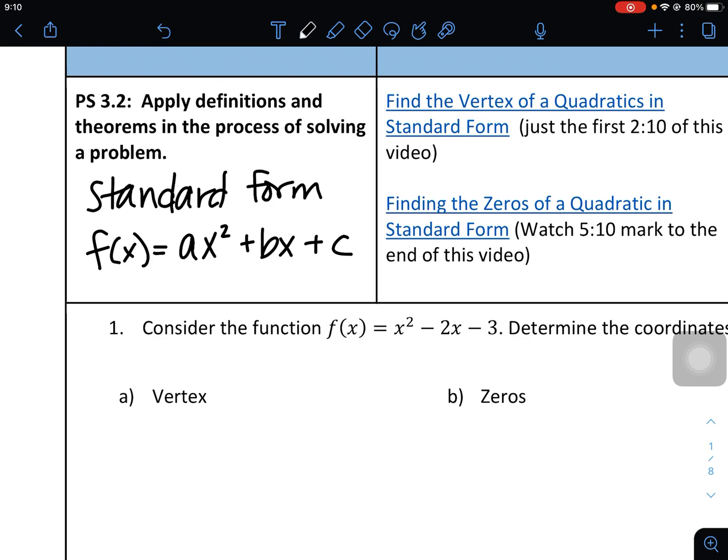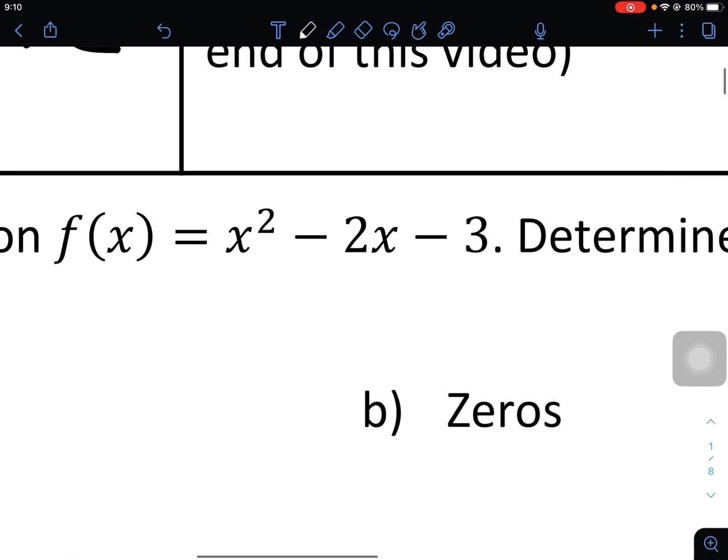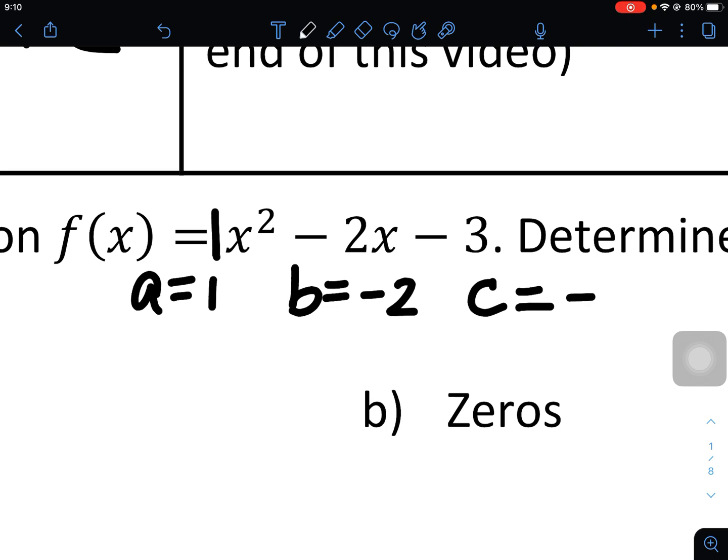So when I look at function number 1, I can see that my a value is equal to 1, my b value is equal to -2, and c is equal to -3.